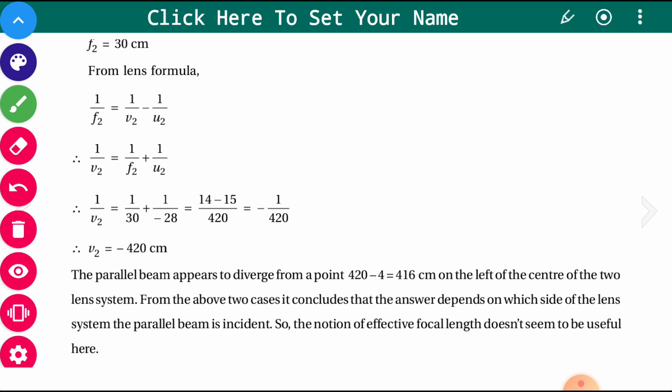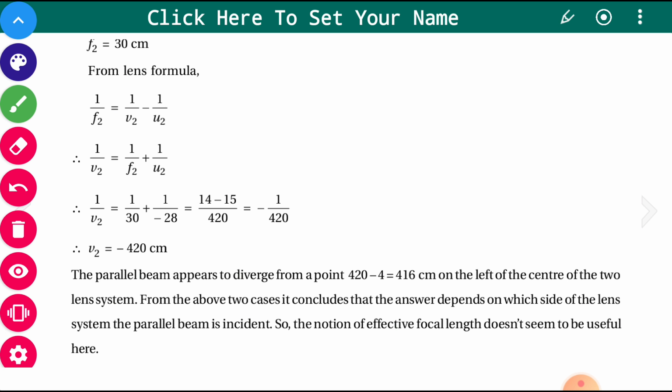From the above two calculations, we can conclude that the answer depends on which side of the lens system the parallel beam is incident, whether it is first incident on the convex and then on the concave, or on the concave and then on the convex. So the notion of effective focal length is not useful for this particular case.